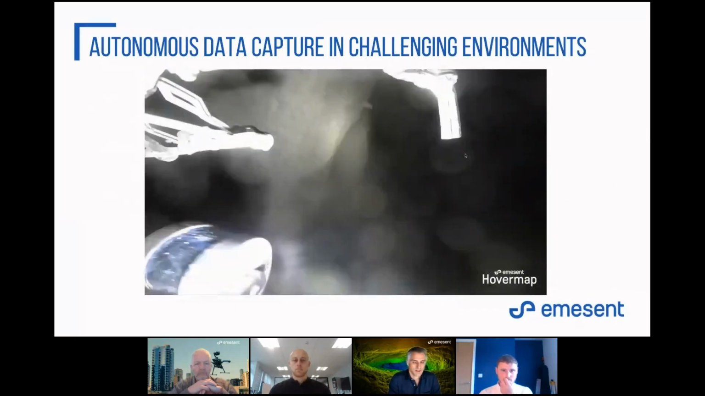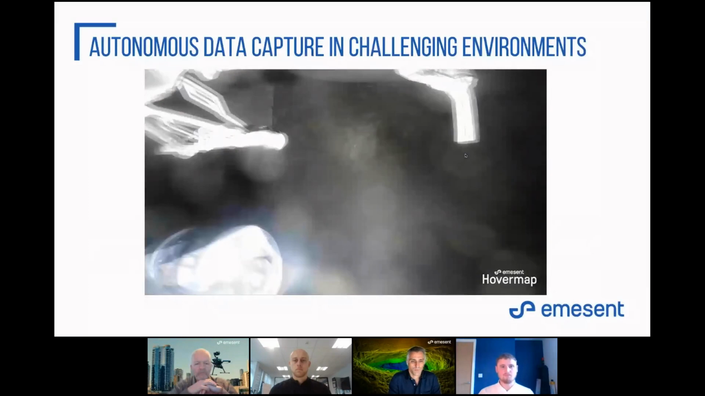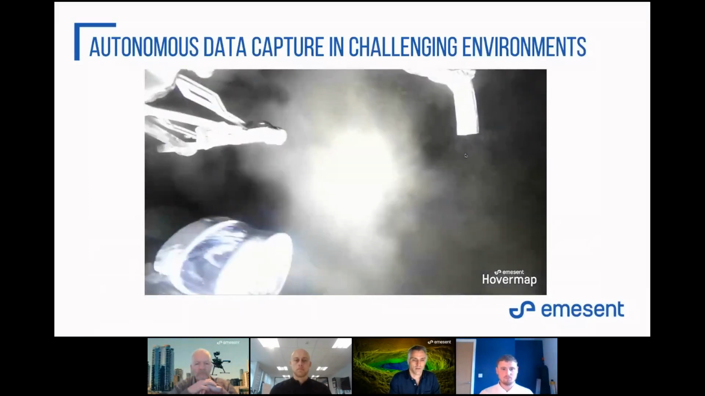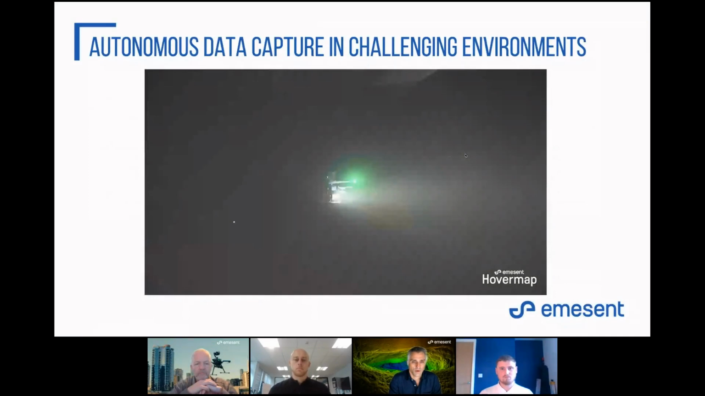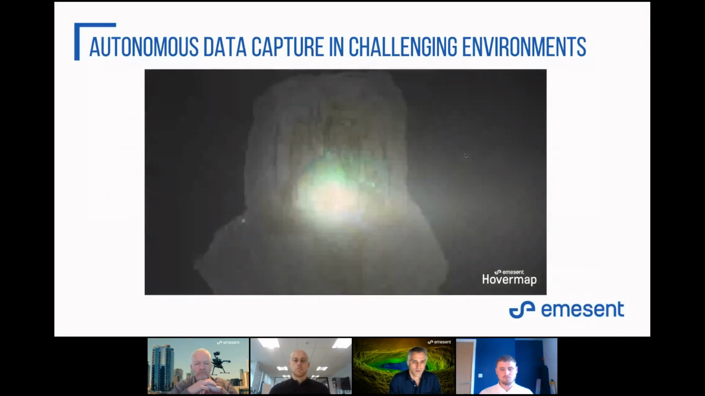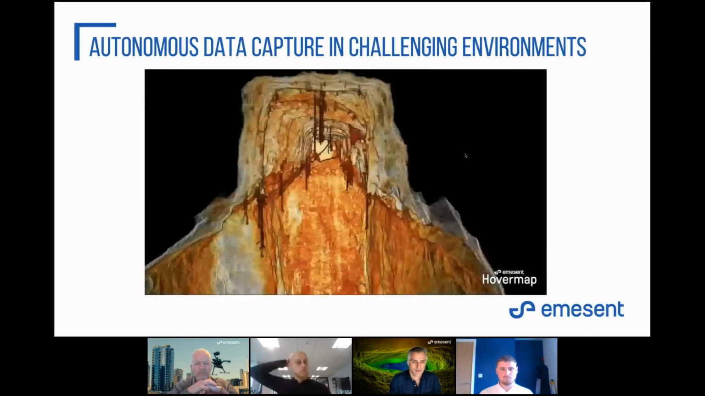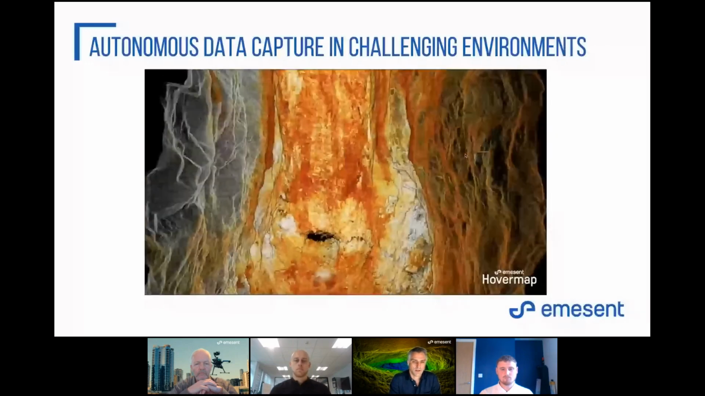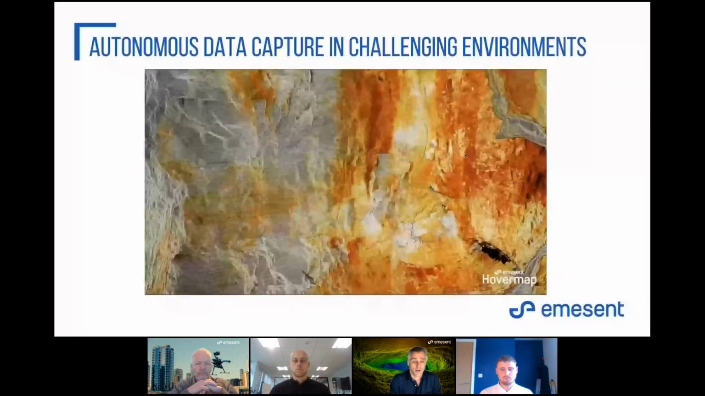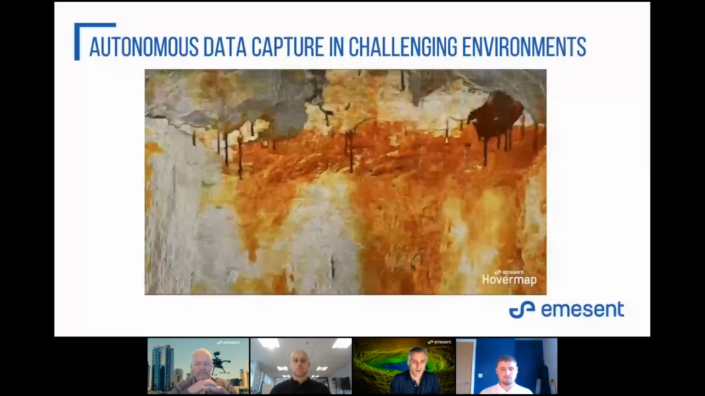So what you're seeing is some video from an onboard GoPro. You can see the Velodyne LiDAR of Hovermap spinning out in front of the drone, and the drone navigating these really tight, confined spaces, obviously without GPS and without communication range, and capturing this very rich data in these environments. So this is a stope which has been scanned probably within 5 minutes of flying into this environment beyond line of sight and communication range.